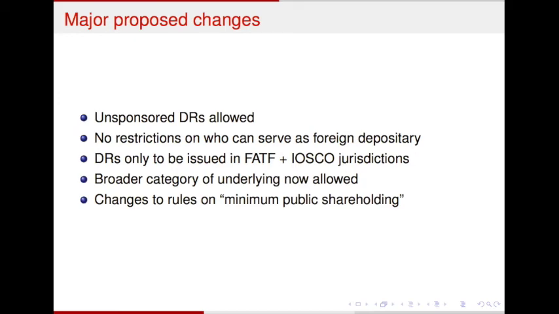Further, the report recommends that a broader category of Indian securities be allowed to serve as the underlying for DRs. Also, the report recommends changes to the way that minimum public shareholding is calculated in the context of DR issuances.